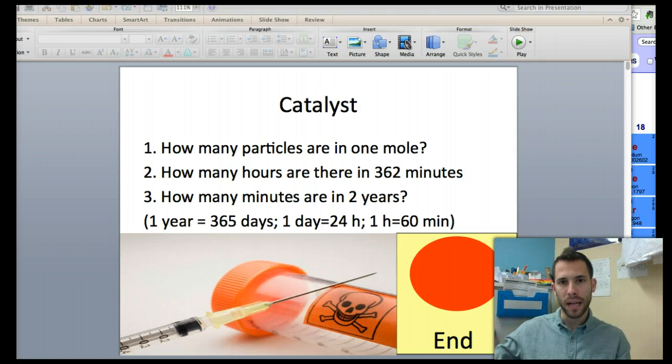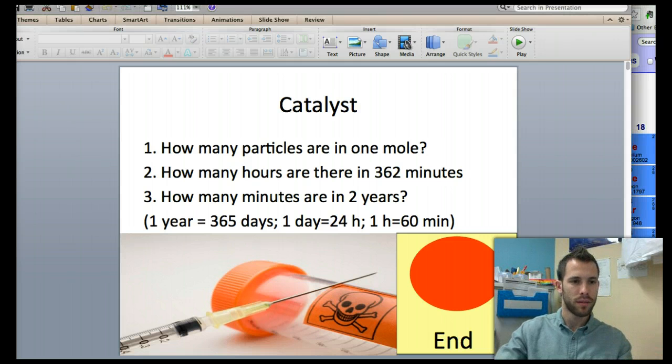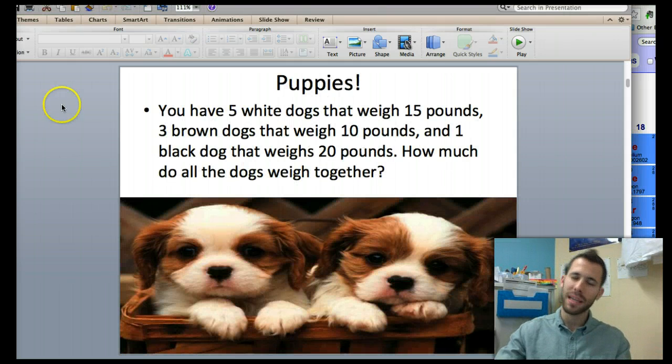I hope that helped activate some prior knowledge, helps you remember the few things we're going to be working on for today. So first, a little thought experiment. First things first, think about some puppies. They're adorable, I know, but they're also really good for science, and here's why. Imagine you have 5 white dogs that weigh each 15 pounds. You also have 3 brown dogs that each weigh 10 pounds. You also have 1 black dog that weighs 20 pounds. It's the big one. How much do all these dogs weigh together?